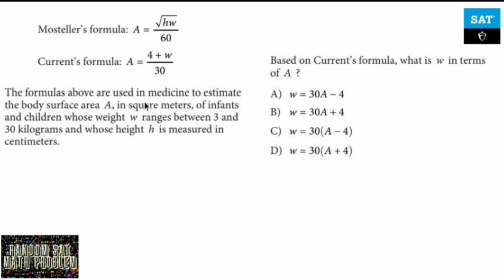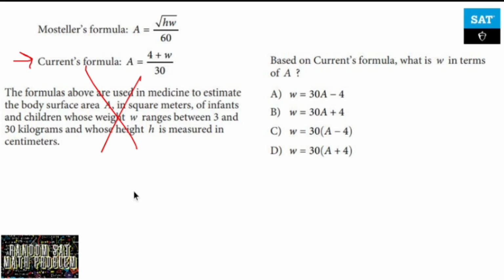The formulas above are used in medicine to estimate the body surface area, also known as A, in square meters of infants and children whose weight W ranges between 3 and 30 kilograms and whose height H is measured in centimeters. In other words, all this information, who cares? Based on Current's formula, what is W in terms of A? So all of this is fluff, and all we have to do is solve this for W.